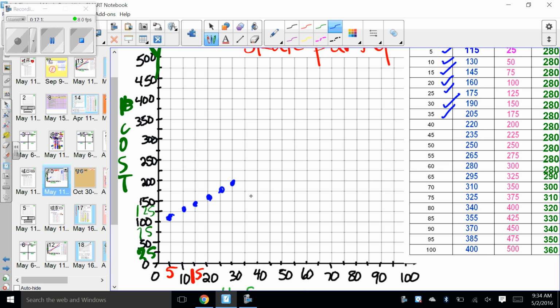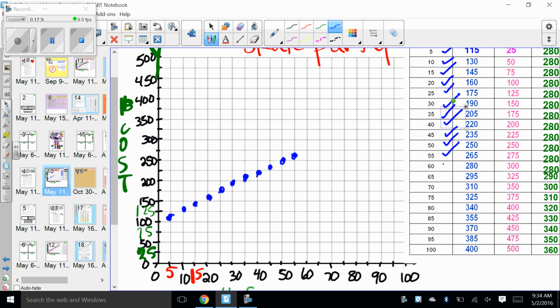35 people is 205. 40 people is 220. 45 people, 235. 50 people is 250. 55 people, 265. Again, if I'm going too fast, ask the sub to politely pause that video.